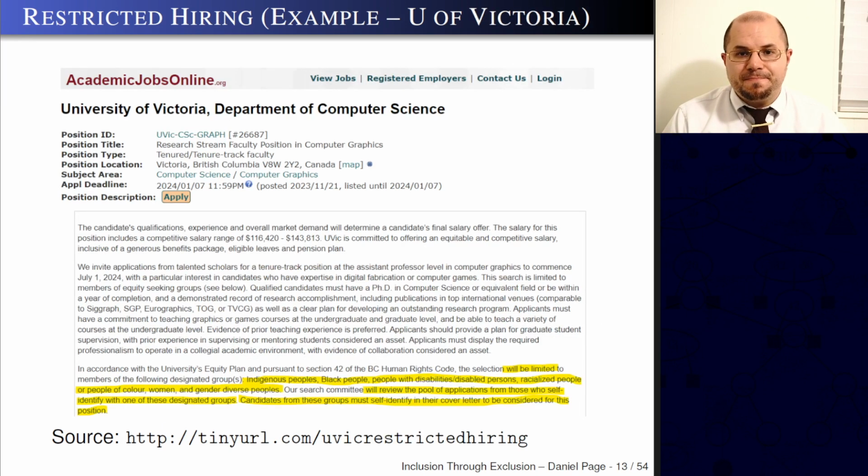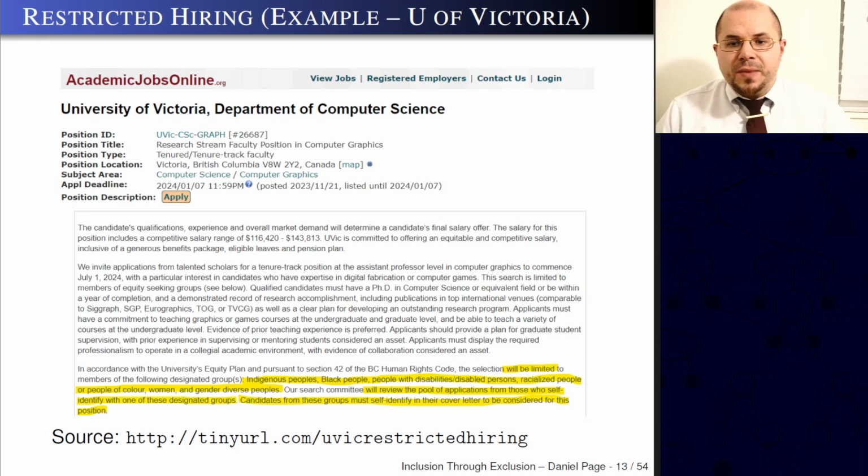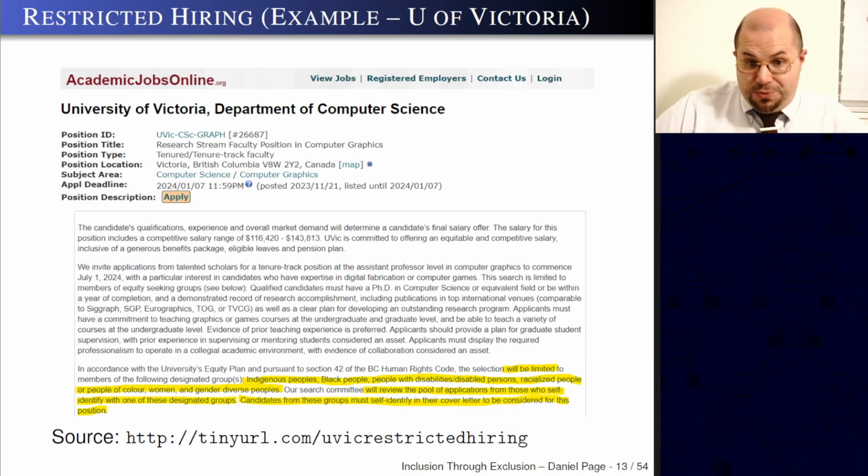They're not the same. University of Victoria. This is actually a repeat offender of restricted hiring in my research. They were actually restricting on a number of groups, and they're doing this in accordance with the BC Human Rights Code. So they're limiting applicants based on the following categories below. A similar kind of phrasing is used: they have to self-identify with one of the designated groups. So they may not actually be one of the groups.